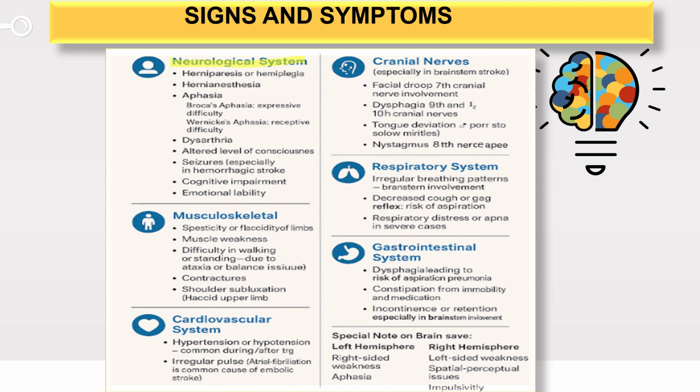Next is dysarthria, altered level of consciousness. You may have seizures if it is a hemorrhagic stroke because of abnormal electrical activity, because that particular area has been deprived of supply. Next is cognitive impairment, emotional instability. Next, we come to musculoskeletal. You might find spasticity or flaccidity of limbs, muscle weakness, difficulty in walking, ataxia.